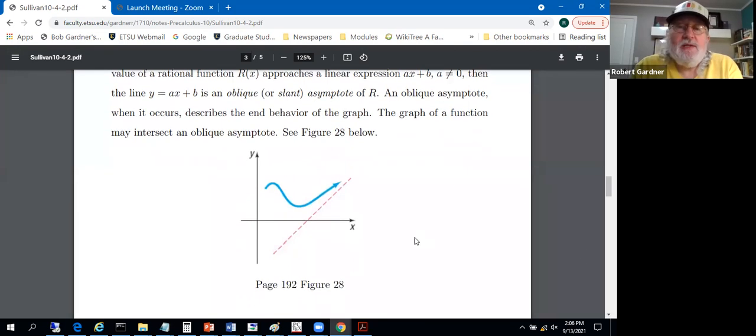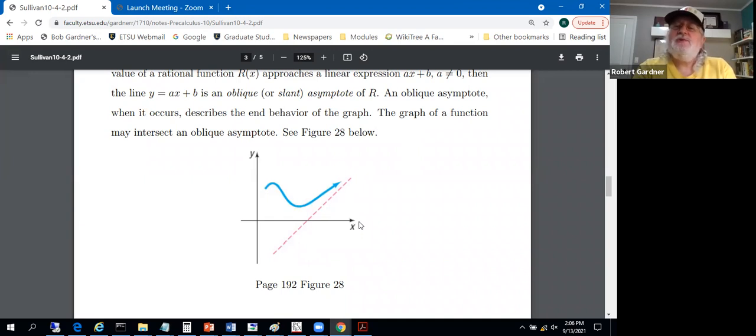So we'd have some type of situation like this. Here's the line y equals ax plus b. And when we plug in large positive x values, we're getting out function values that are close to this line. Maybe they equal this line, maybe not. But having this as an oblique asymptote means this function gets close to this line eventually, that is for x sufficiently large and on the positive side in this picture, and it stays close.